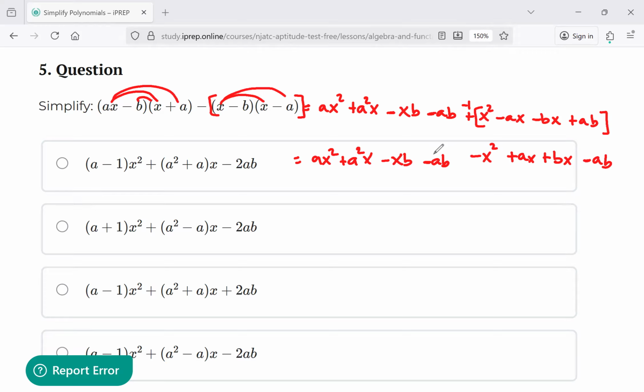Let's see if we can just test this. Let's look at the first choice. If we FOIL this out, you would get AX squared minus X squared. AX squared minus X. Okay, that's what we have here. And then if you FOIL out this X, this would be A squared X plus AX. A squared X, AX. Good. And then you have this negative 2AB.